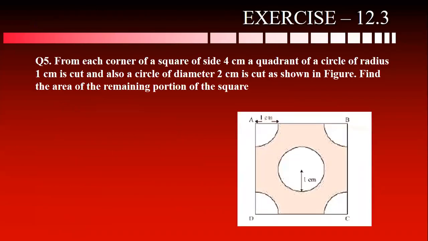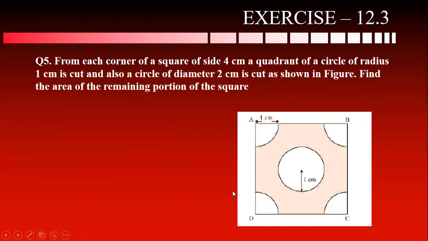Moving on to the fifth question. From each corner of a square of side 4 centimeter, so we have ABCD square of side 4 centimeter. On each corner, a quadrant of a circle of radius 1 centimeter is cut and also a circle of diameter 2 centimeter is cut as shown in the figure.